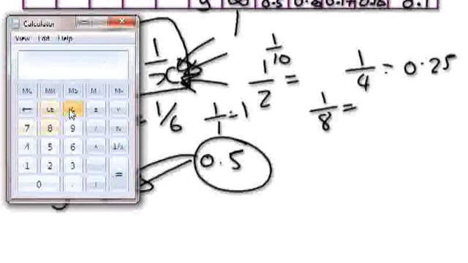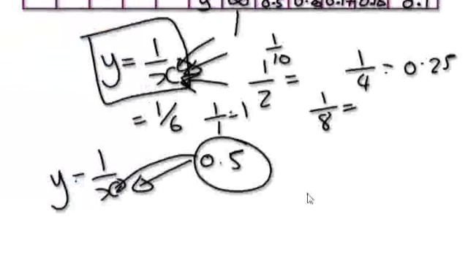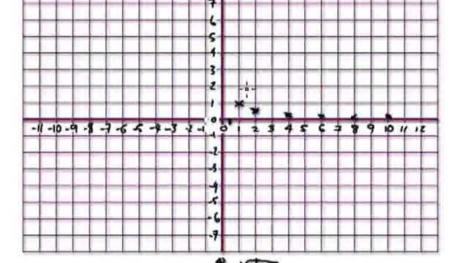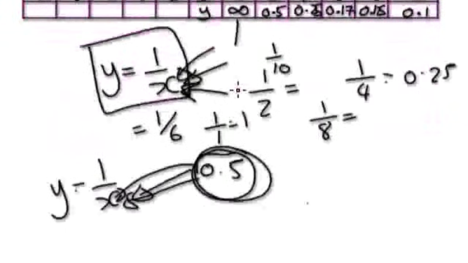So 1 divided by 0.5 equals 2. So it gets bigger. So when we have 0.5 into here, it gets bigger. It actually becomes 2. So when x equals 0.5, y will be 2.